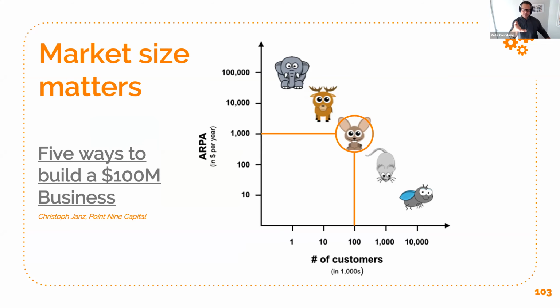He just says, look, if you look at markets, they break down in kind of a logarithmic scale. They've got thousands of customers. This number 1 on the left, those are the elephants. Tens of thousands of customers are the deer. Hundreds of thousands of customers are the rabbits, and so on, until you get to the flies, which are tens or hundreds of millions of customers.